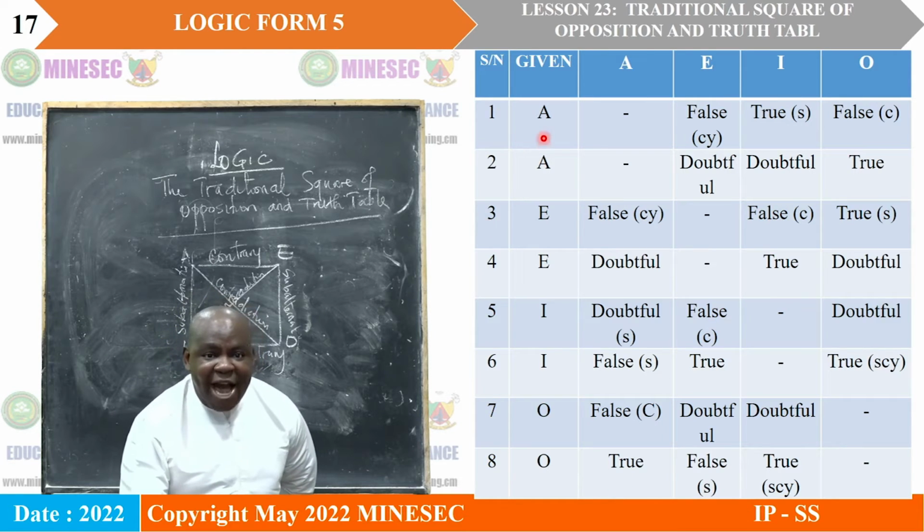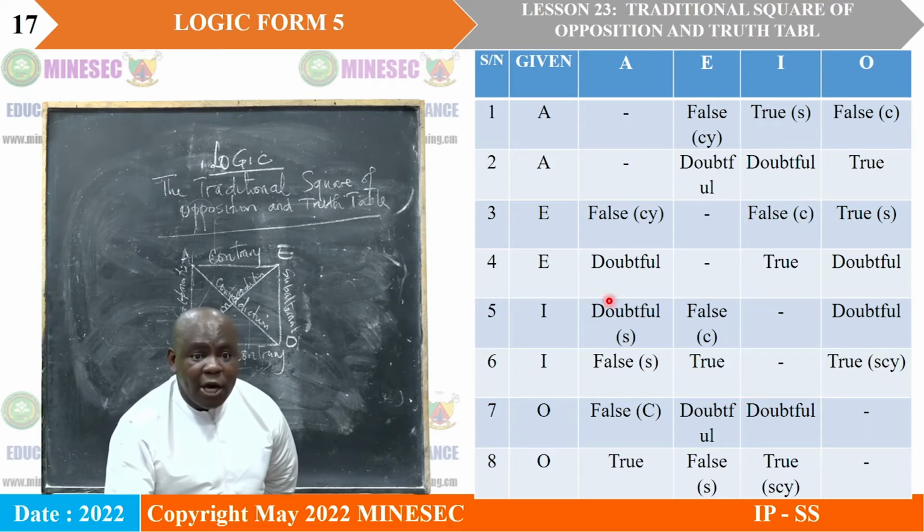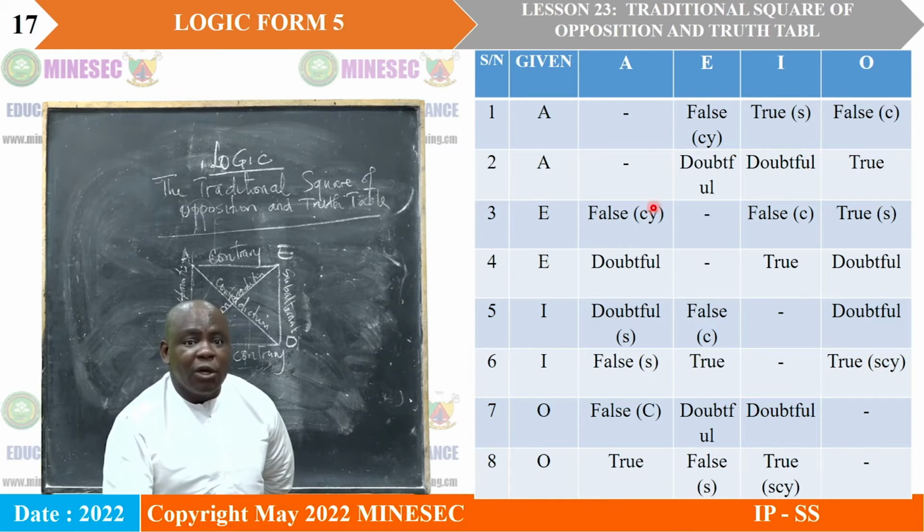As well as, if A is given as true, E should be false. If A is given as false, E should be doubtful. If I is given as true, E should be false.